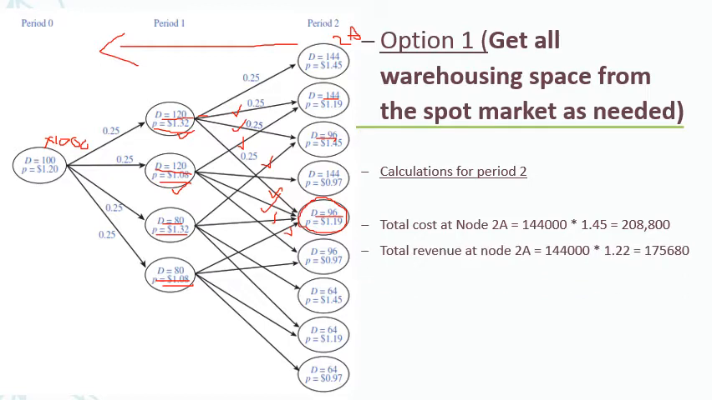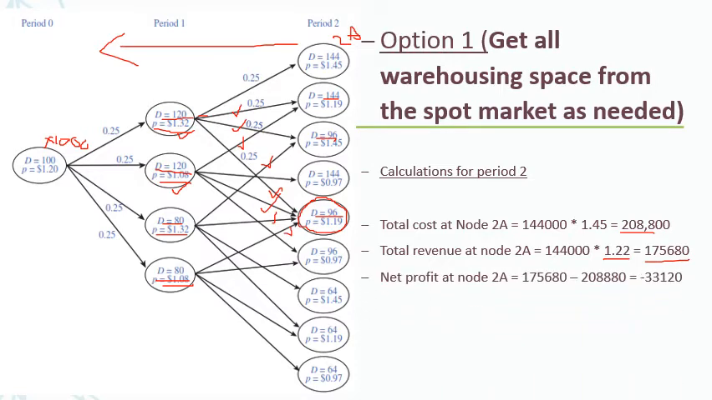Now what is the total revenue? How much do I get per unit? From the problem we have already understood that the per unit price is 1.22. How much are you able to sell? 1,44,000. So the total revenue is 1,75,680. This is the total cost, and this is the total revenue. Now what is the total profit at node 2A? That is the final thing we have to calculate.